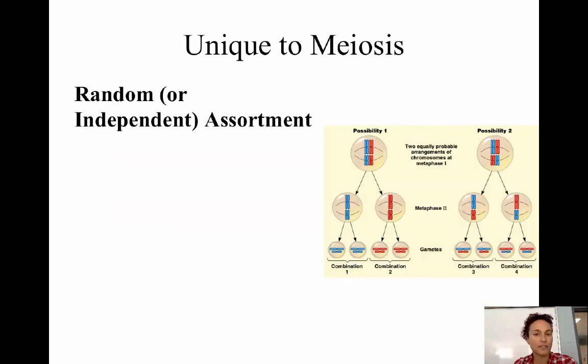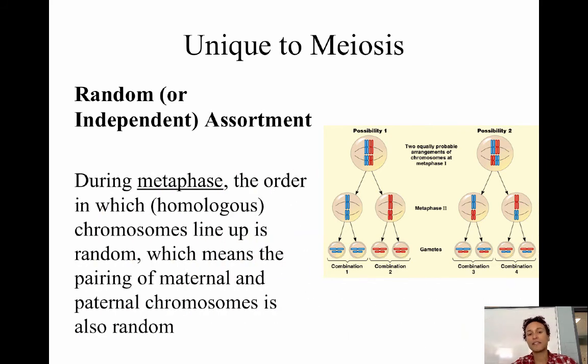Something else that creates some of that variety in meiosis is something known as random assortment. You might also see it talked about as independent assortment. They're the same thing. That just means that when we have chromosomes lining up during metaphase, the way that they line up is completely random. We might have these two chromosomes line up, and so when they split, it makes sense you'd have one half go to one side and one half go to the other.